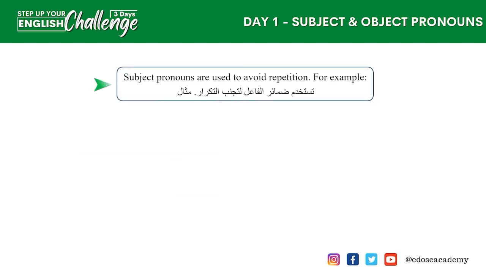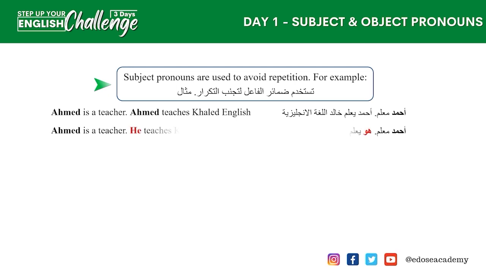Now, subject pronouns are used to avoid repetition. For example, Ahmed is a teacher. Ahmed teaches Khalid English. Here, we said Ahmed 2 times. So, we will replace the second Ahmed with a subject pronoun. So, we will say Ahmed is a teacher. He teaches Khalid English.